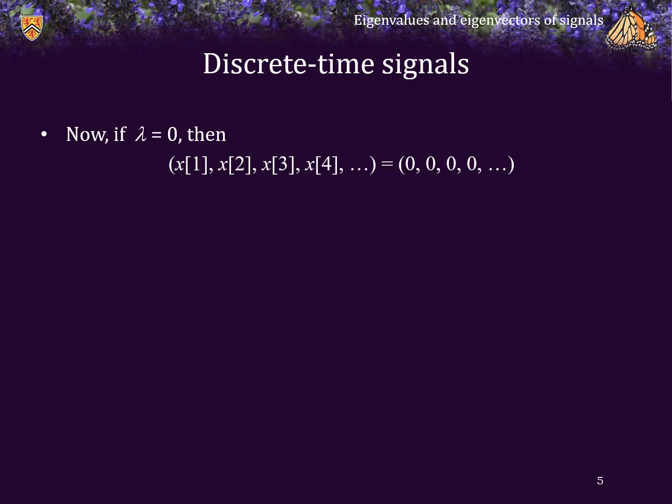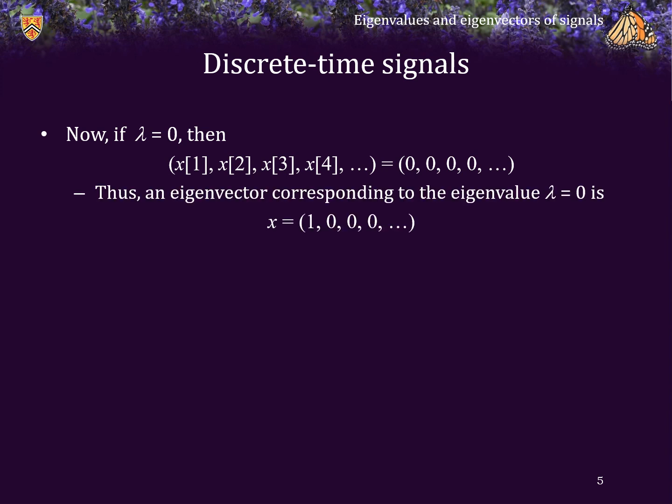Now, if lambda is equal to 0, then we require that the left-hand side equals the right-hand side, and that means that all values of the signal must be 0 with the exception of the initial value. So therefore, this particular signal is an eigenvector corresponding to the eigenvalue lambda equals 0, because the advance operator applied to this signal is equal to 0 times this signal.